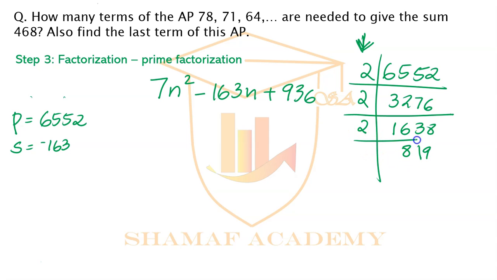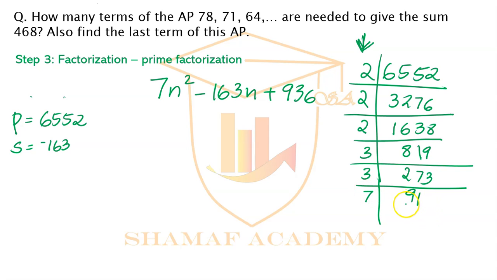819 is not divisible by 2, so we are going to be using other prime numbers. Let's try with 3. Yes, 3 is a factor of 819, which gives us 273. 273 is divisible by 3 again, so let's divide that by 3 and we get here 91. 91 is divisible by 7, so let's write that 7, 13 times, and then we have 13 again. 13 times 1 gives us 13, and we are done.